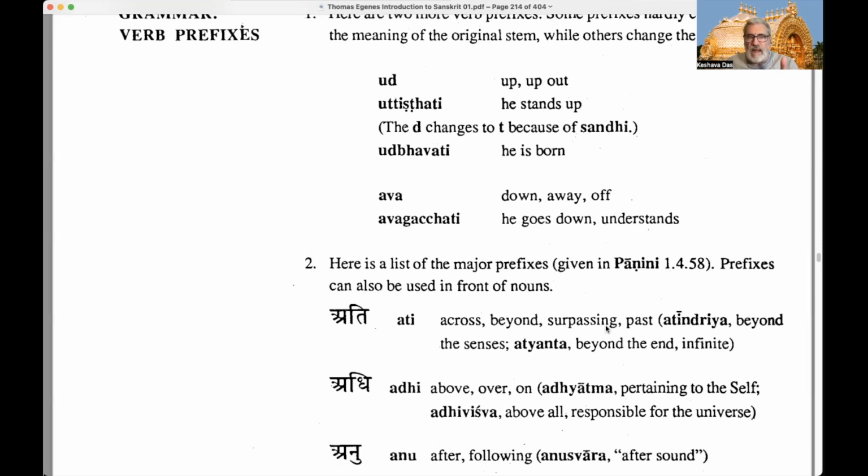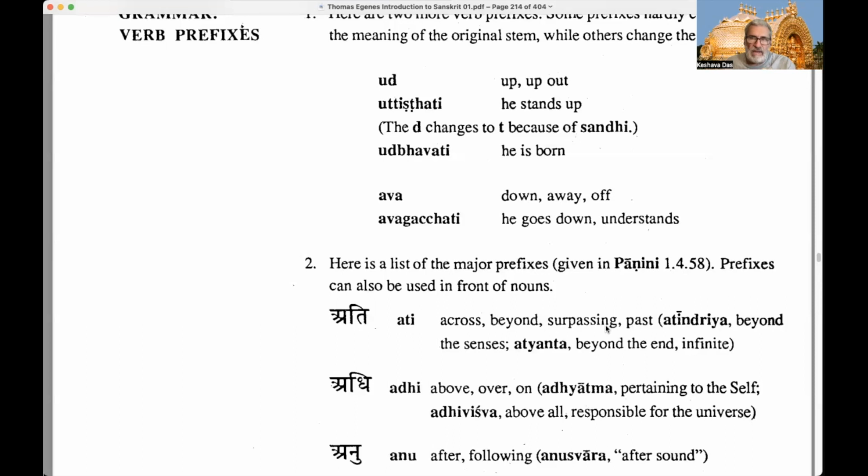Okay, so then we have ava. The first one is ud, the second one is ava. If we add ava to our favorite verb gachati, the first one that we learned, to go: ud means up or up and out, and ava means down or away or off. Gachati already means he goes. It's third person singular present tense, active endings. So avagachati means he goes down.